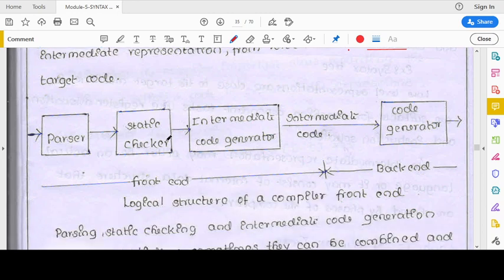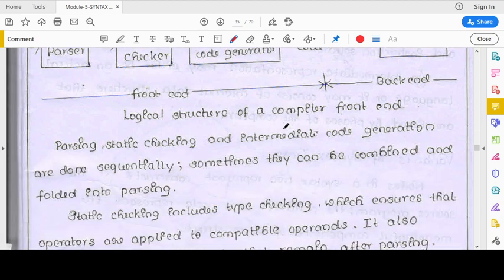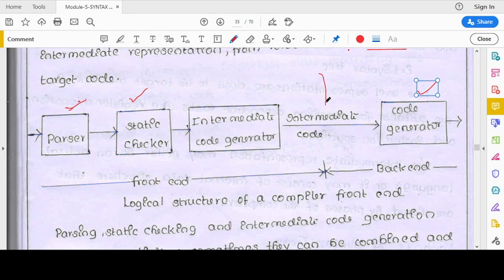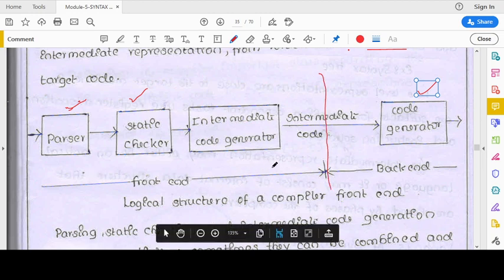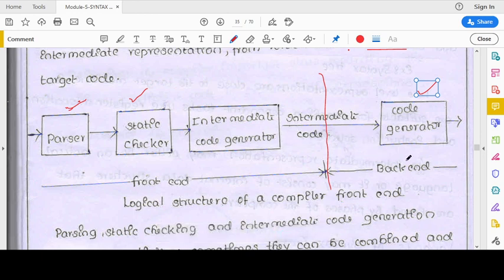So looking into the block diagram here, the parser will give us the parse tree, and the static checker will check whether all the terms are according to the syntax or not. If it is proper, then the intermediate code generator generates the intermediate code or representation which is helpful for the code generator. So the logical structure of a compiler front end looks in this way. Till here it's all about the front end, till the intermediate code. On the other hand, it will be the backend.